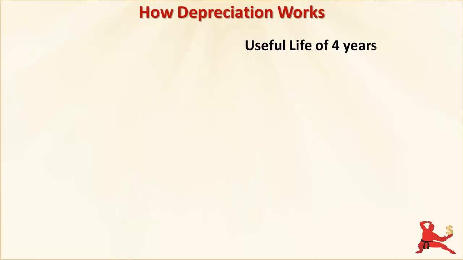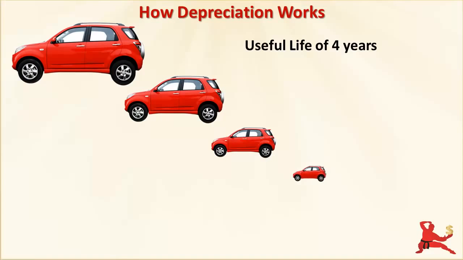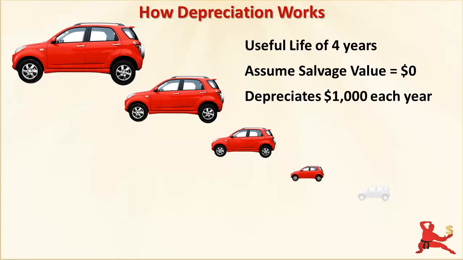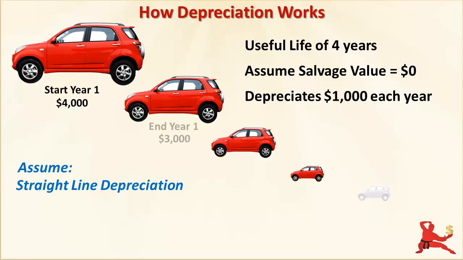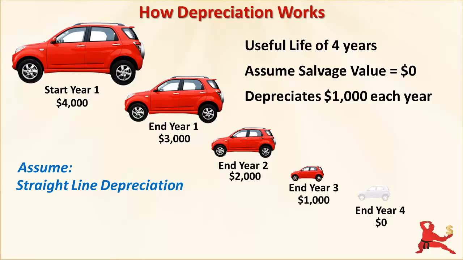Let's say the car has a useful life of 4 years for accounting and tax purposes. It's expected to have no value left at the end of 4 years. So that means it will depreciate, or reduce in value, by $1,000 a year, assuming we use what is known as straight line depreciation. This basis of depreciation simply means that the cost of the asset is depreciated in equal amounts over its useful life.